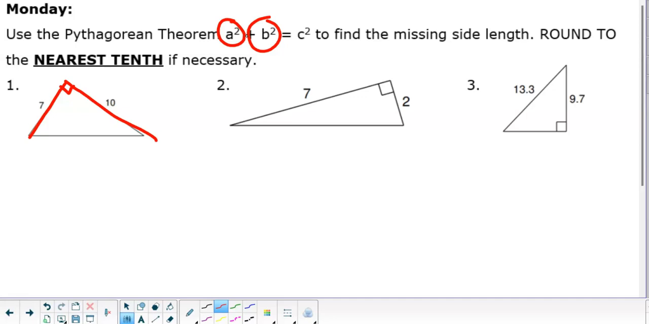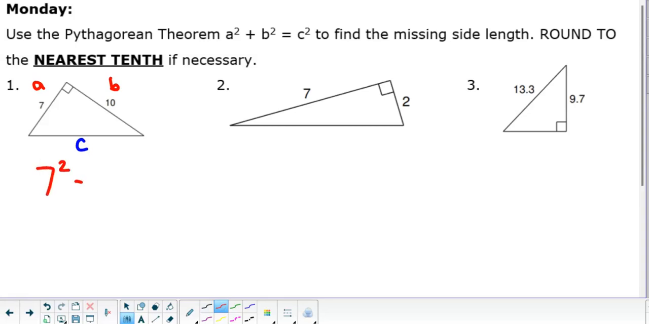It doesn't matter which order. The C is the hypotenuse, or the side across from the 90-degree angle. Be sure to put your values into the correct letter space. So for our first example here, I'm going to label leg A, B, and the hypotenuse C. Now I know where to put my values.